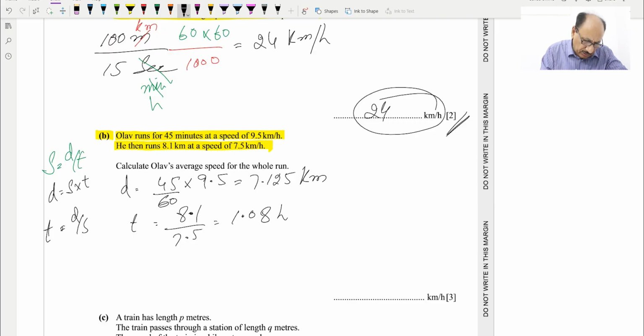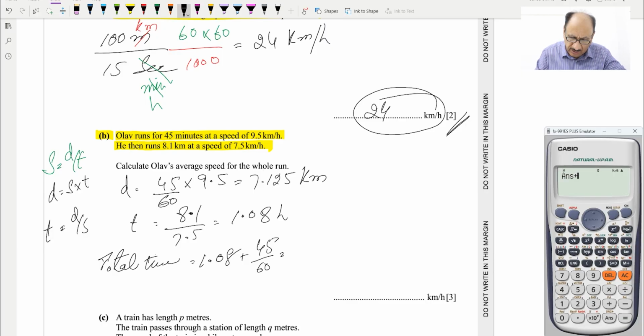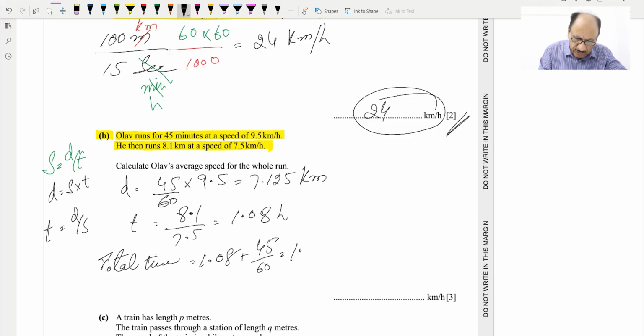And total time we can calculate. Total time will be equal to 1.08, and plus we will be adding 45 minute, and 45 minute we will be dividing by 60. So write properly, this will be 1.08 plus 45 minutes divided by 60. So the total time we got is 1.83, and now we can divide total distance.